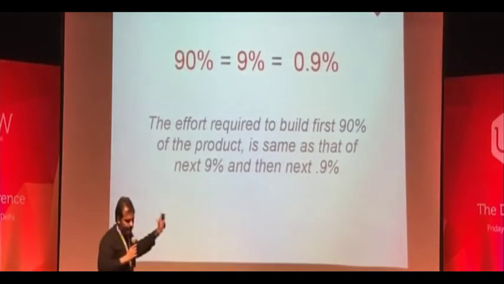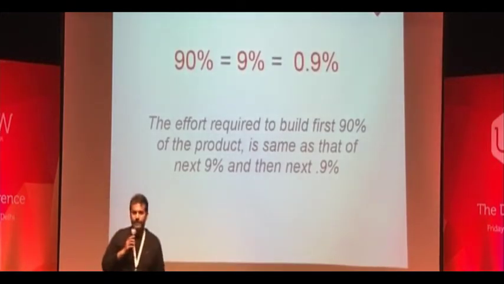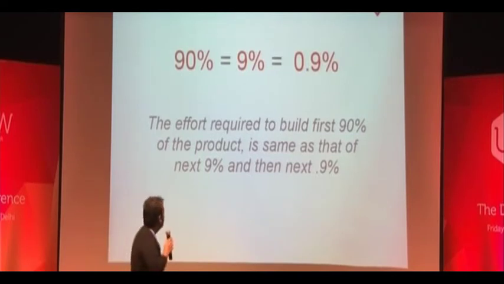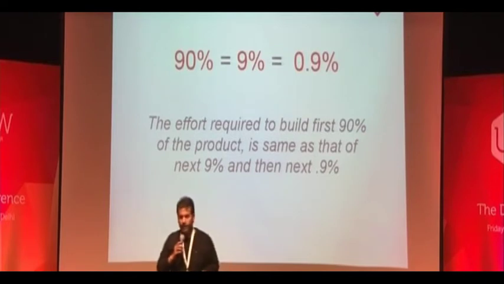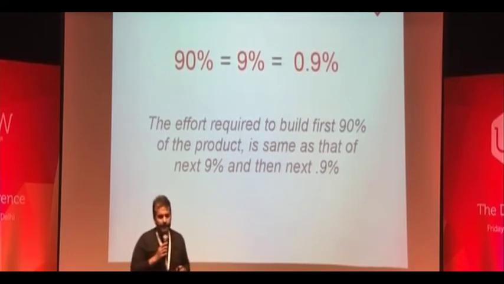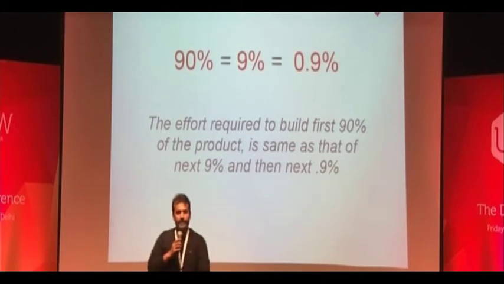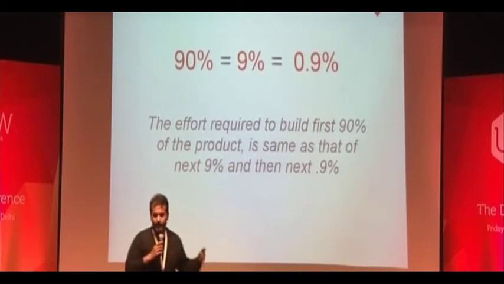So this is a 99.9 kind of principle that people follow: the effort required to build the first 90% of the product is the same as the effort required to build the next 9%, and it's the same to build the next 0.9%, and probably it's never complete.